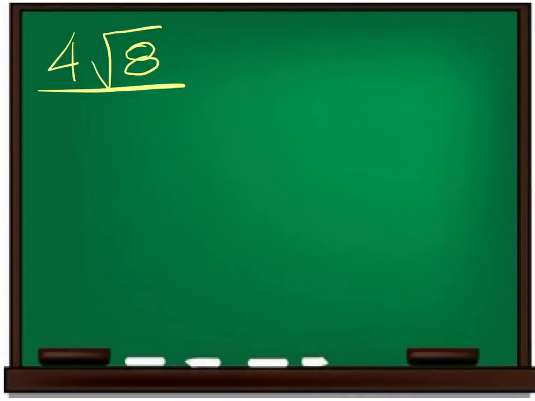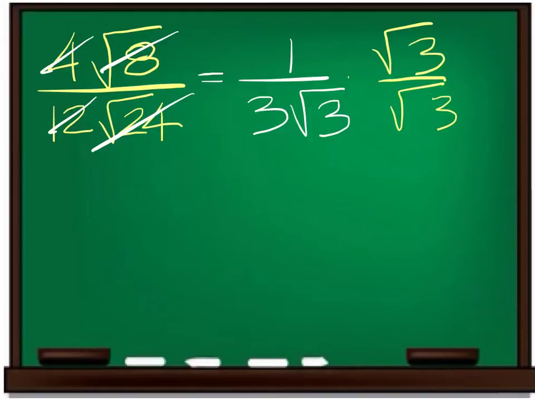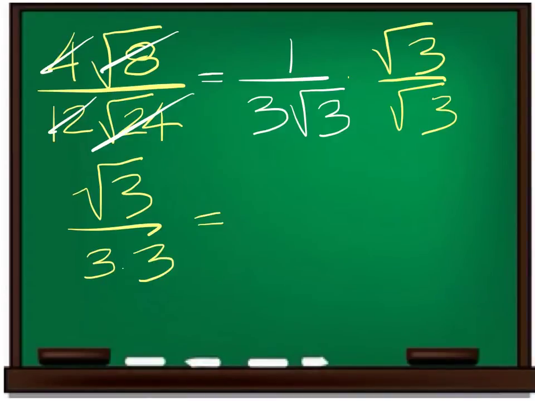Practice 3. On this one, simplify 4 over 12 as 1 over 3 and square root of 8 over square root of 24 as 1 over square root of 3. Multiply the top and the bottom by the square root of 3 to get square root of 3 over 3 times 3, which is square root of 3 over 9.